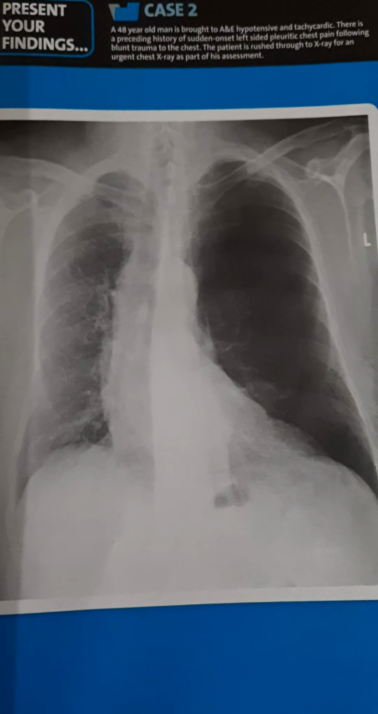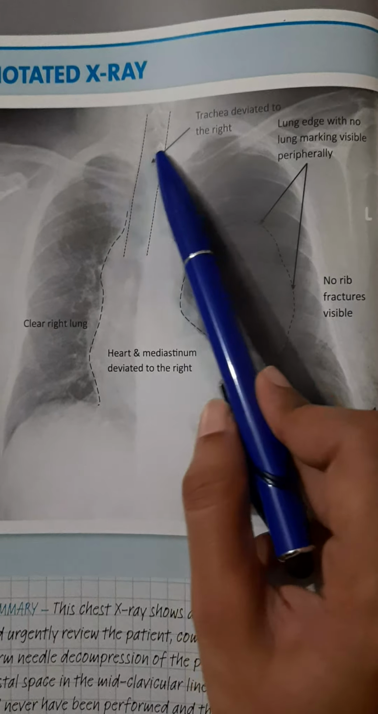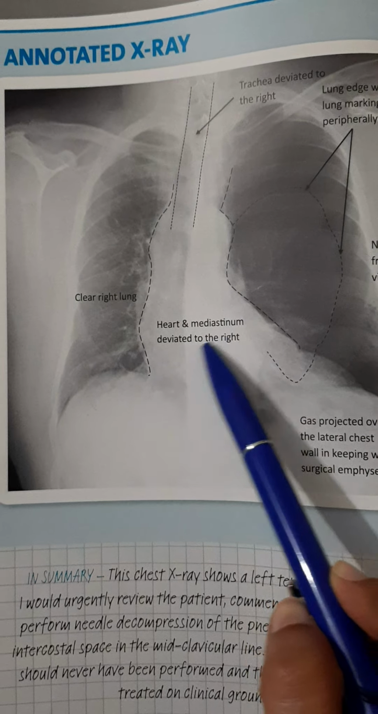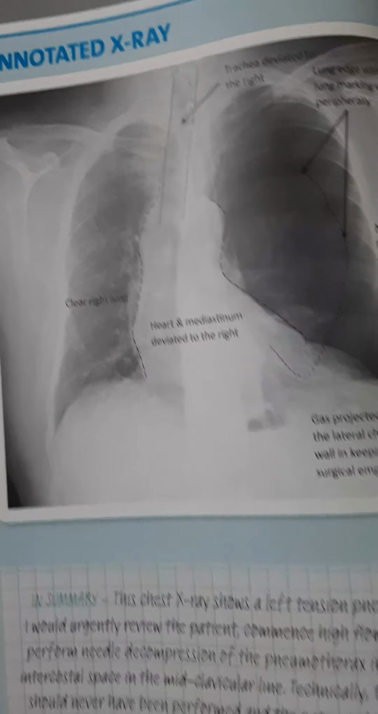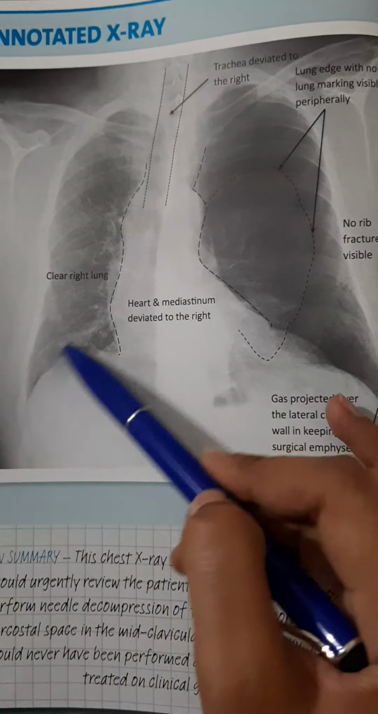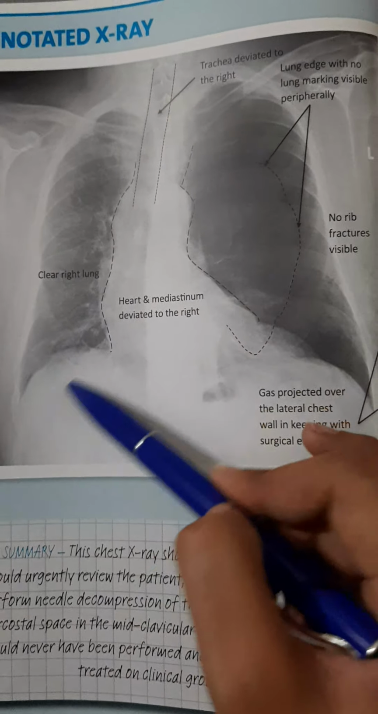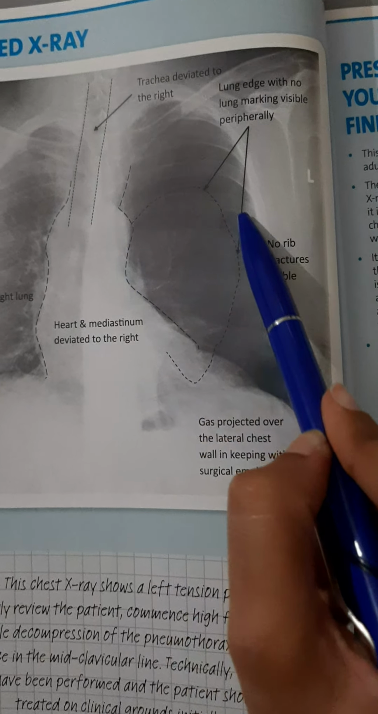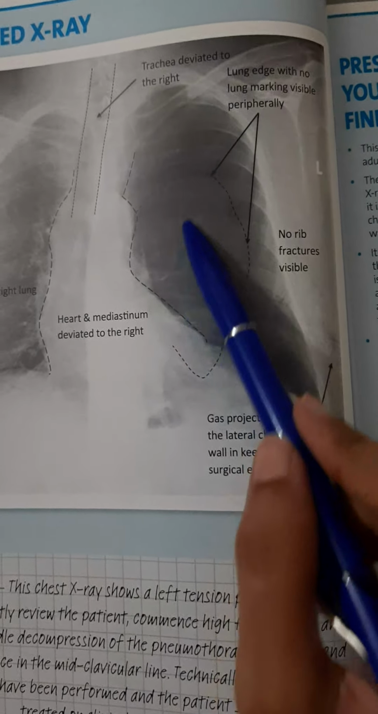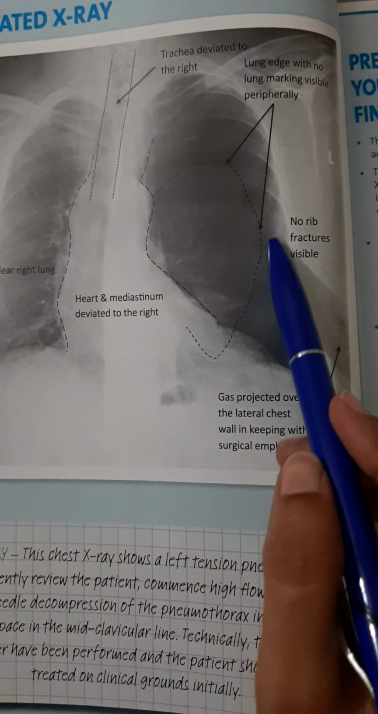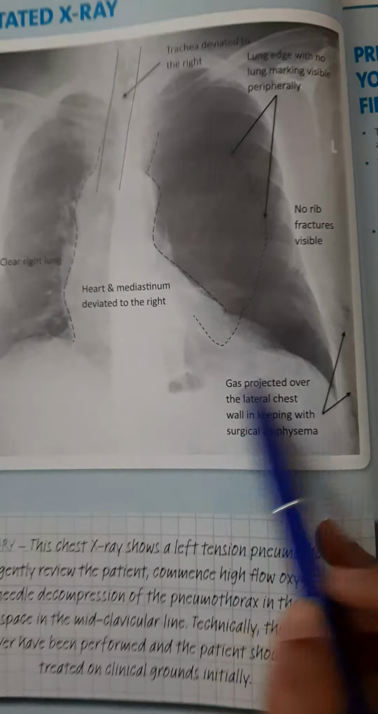Now coming towards its interpretation, here we can see the trachea is deviated to the right, heart and mediastinum deviated to the right side. This is the clear right lung with the normal lung markings, and here is the lung edge with no lung markings visible peripherally, and there is no rib fracture visible.